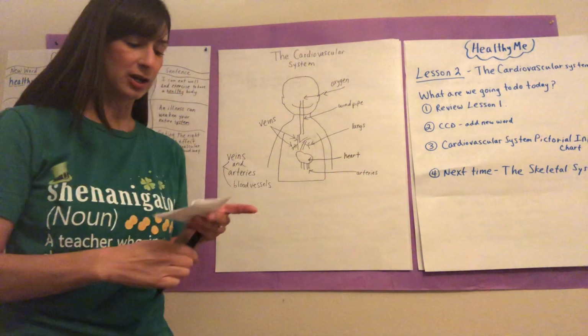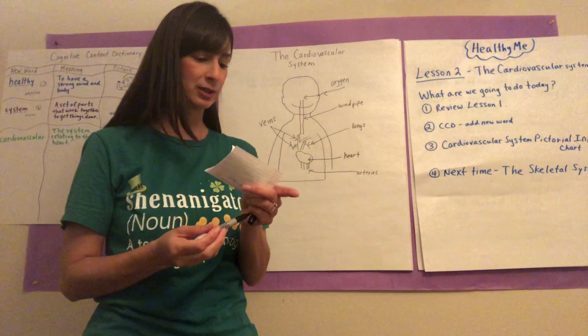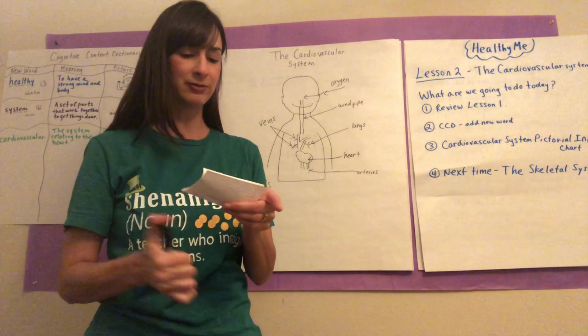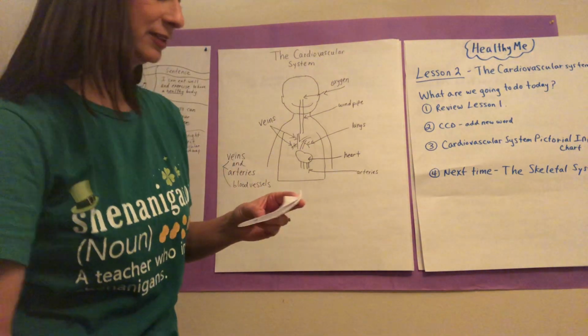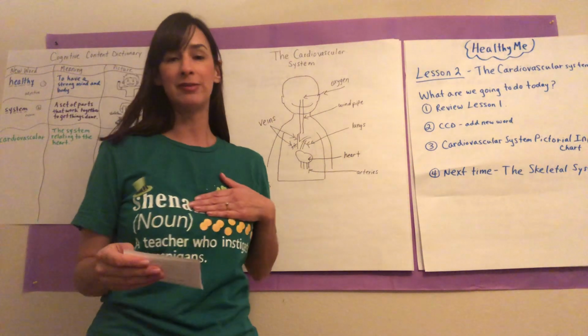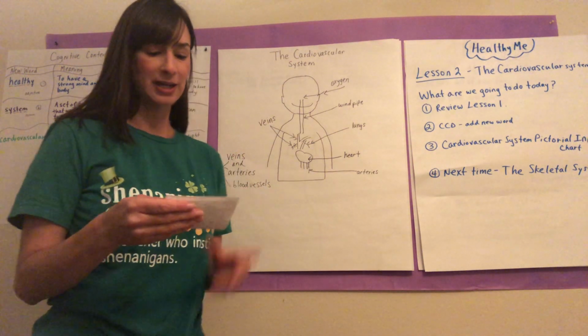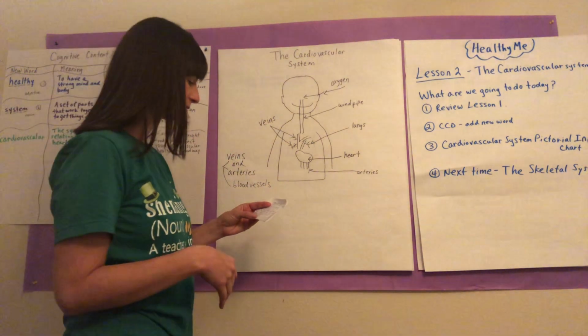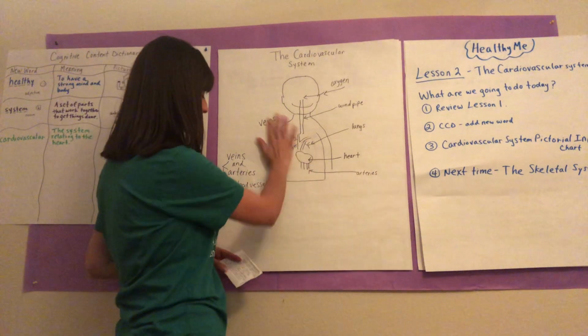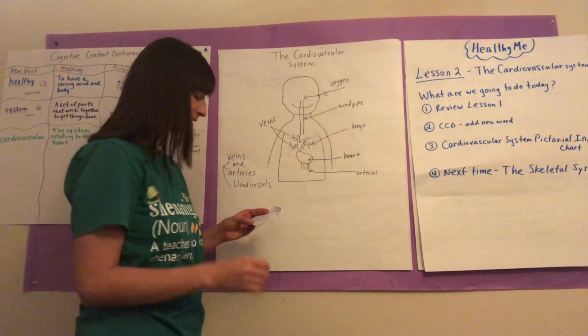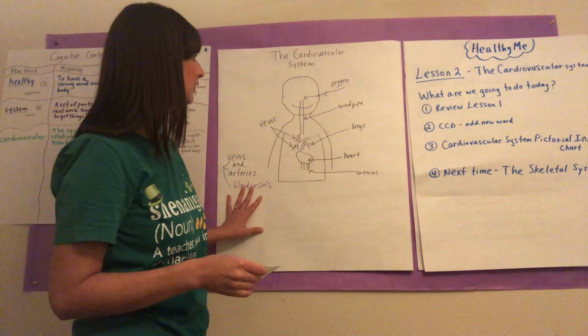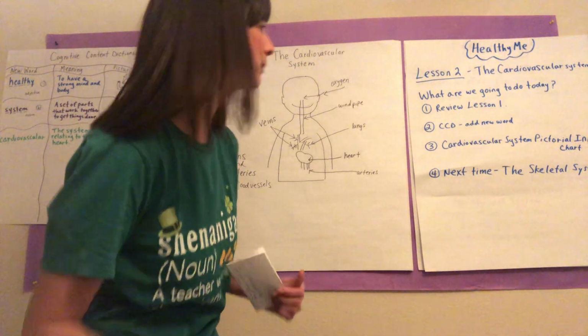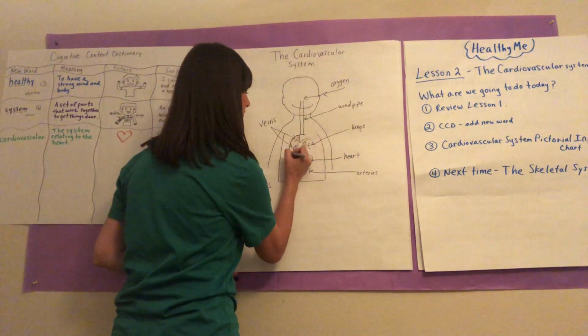Okay? So our heart is a muscle, and it is about the size of your fist. And like I said, it's located on the left side of the middle of your chest, and blood circulates to and from your heart through these arteries and veins, which are together called blood vessels. So that's basically your cardiovascular system.